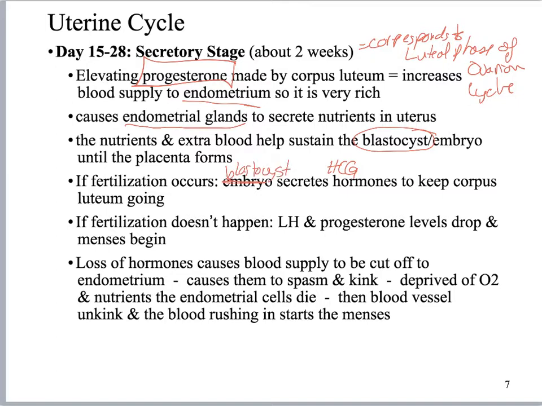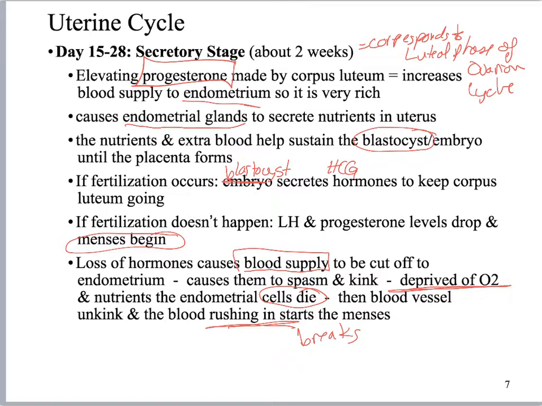If fertilization doesn't happen, then the luteinizing hormone and the progesterone levels are dropping, the corpus luteum collapses, and menstruation will begin, okay? So what actually stimulates menstruation? That crash in hormones causes the blood vessels to spasm and kink. When they do that, no blood goes through, which means all of that tissue is deprived of oxygen and the cells die, okay? Then the blood vessels relax, blood flushes in really, really fast, kind of like a fire hose, and it breaks off that functional layer, okay?